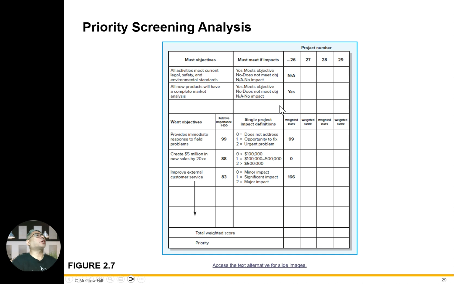And then priority screening is another way of doing things. You have a table that provides information: the project number, the flow, the objectives, the importance column, as well as the total weighted score of that project.